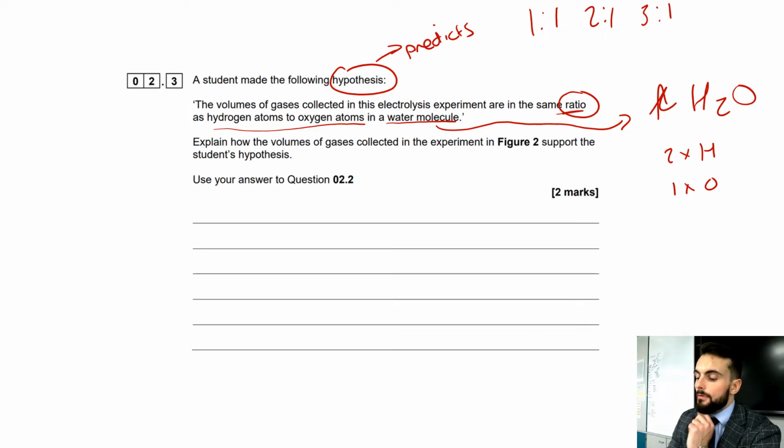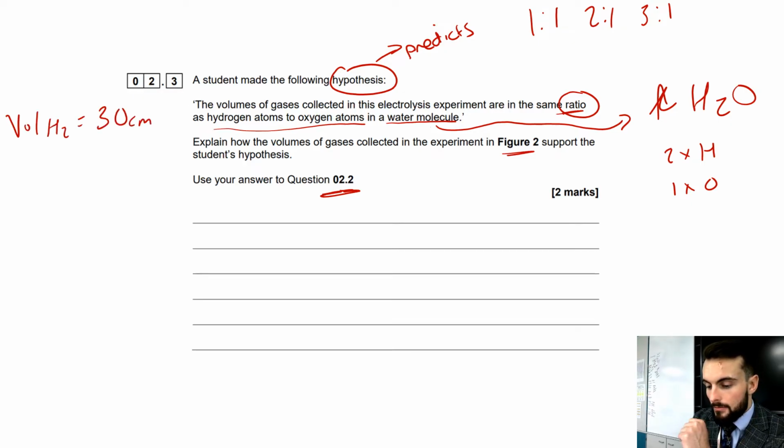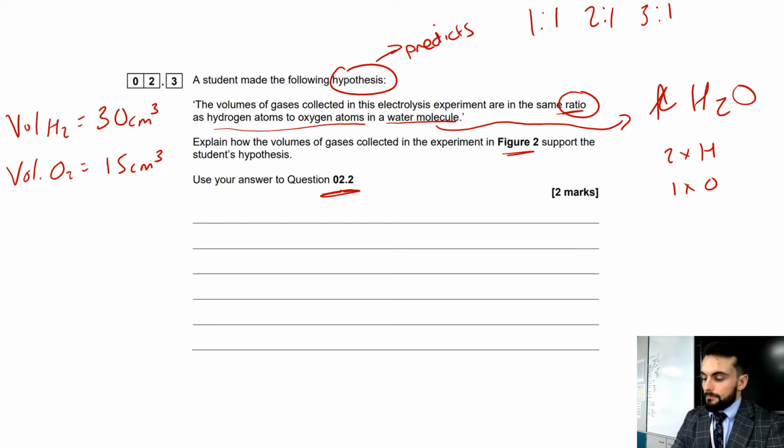And it says, explain how the volume of gas collected in the experiment in Figure 2, so the diagram earlier, supports the student's hypothesis. So use the answer that you did for question 0.02.2, the volume of gases question that we did before. If you remember correctly, I did volume of hydrogen was 30 centimeters cubed, and the volume of oxygen was 15 centimeters cubed. So let's figure out the ratio of hydrogen to oxygen atoms in a water molecule. Well, it's 2 hydrogens to 1 oxygen, so the ratio is 2 to 1.